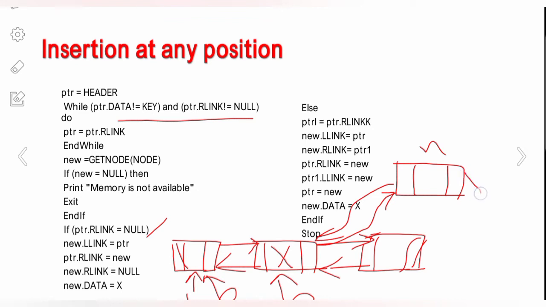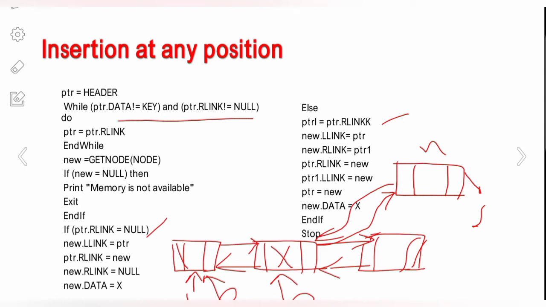New dot right link equals to null. Okay, sorry, this one is for the pointer dot right link equals to null. So here the pointer right link is not equals to null, right? So we are going to this else code. So pointer 1 equals to pointer dot right link. Okay, so this will be okay. Next, new dot right link equals to pointer 1.